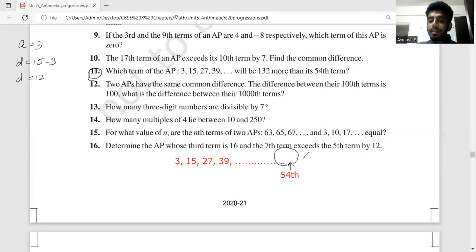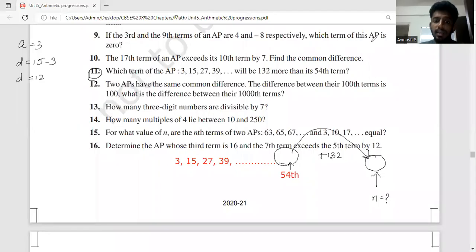And to that term, whatever term that is, the 54th term, when we add 132 to that term, we will get another number, which will also be a term in the AP when you keep continuing. And we are supposed to find which position this new term is. This is what is being asked.